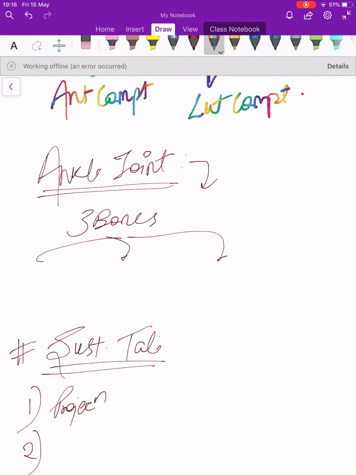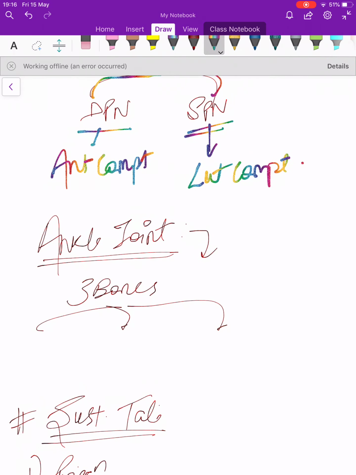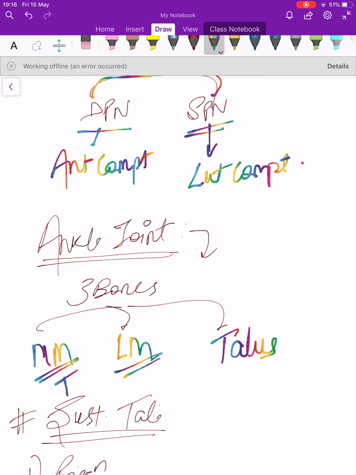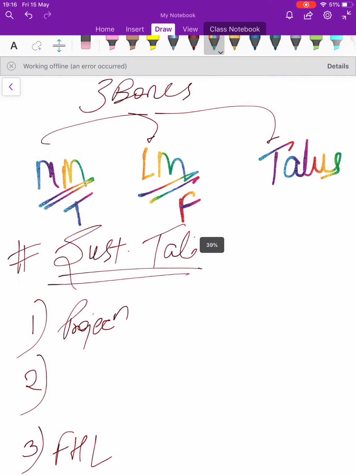Then about the ankle joint. The ankle joint is formed by three bones. One is the medial malleolus, then the lateral malleolus, and the talus bone. So this is the ankle joint. Medial malleolus is what? Medial malleolus is the tibia का lower end. ठीक है. Lateral malleolus is what? It is fibula का lower end. Fine. And the talus. So basically tibia, fibula and the talus.